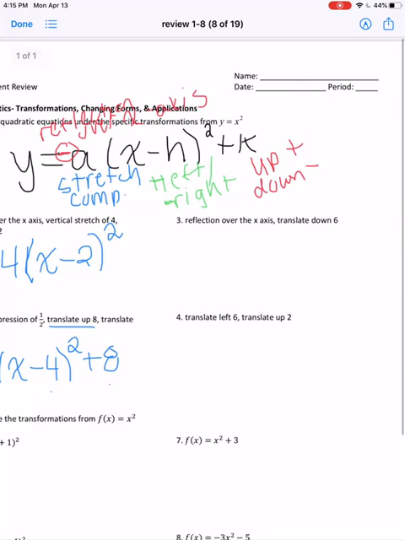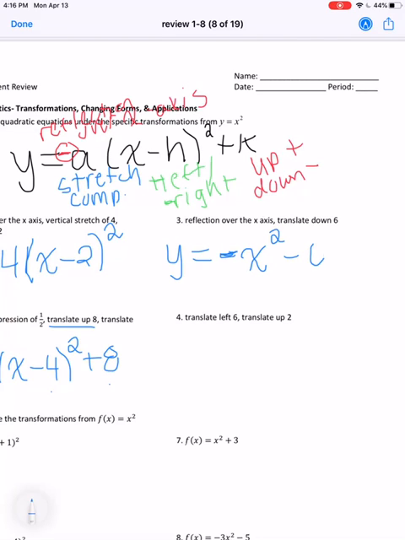All right, number 3, we have a reflection over the x-axis. So you know a has to be a negative. And then a translation down 6. So we have no shift left or right, so there's no need for any parentheses. You can just put x squared. And then down will be minus 6.